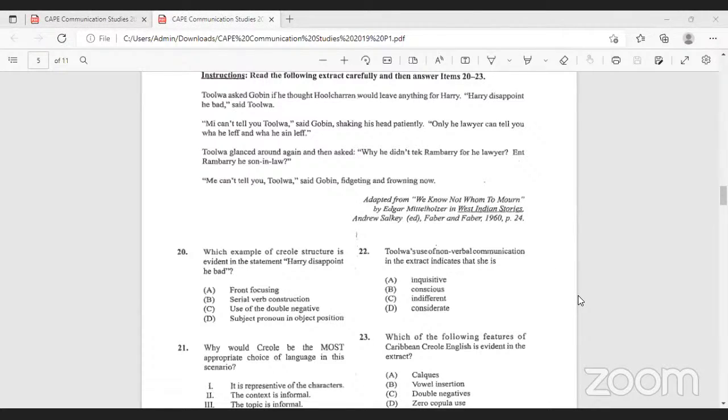Let's see. 20, "Harry disappointed bad," as opposed to "Harry disappointed him bad." Subject pronoun in object position, D. 20 is D. There's no double negative in it, so it's not C.